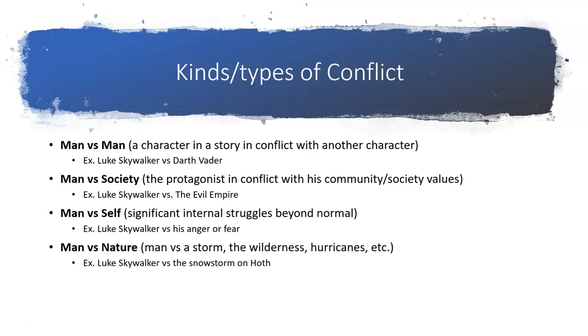He knows he's going to have a face-off with him. He knows he's going to have to challenge him. Even though he's in conflict with the Emperor, it's real personal. It's Darth Vader. But this is also part of a bigger conflict. Luke Skywalker is also in conflict with the community, the society that has the power at that time, which is the evil empire. So that's man versus society. The society is a larger group of people that have the power. He's aligned with the rebel forces, and they're in conflict with the evil empire. But he also has some very significant internal struggles.